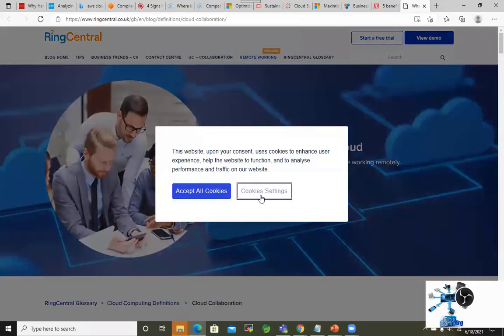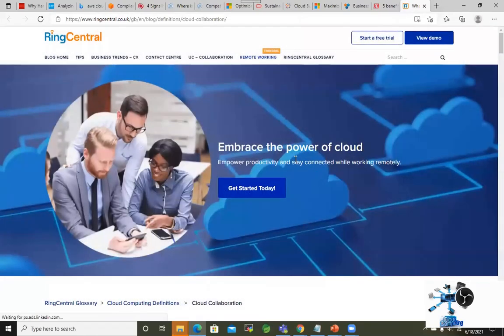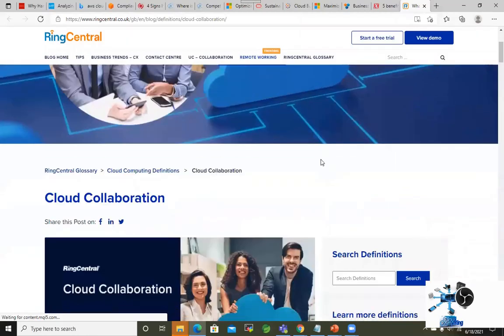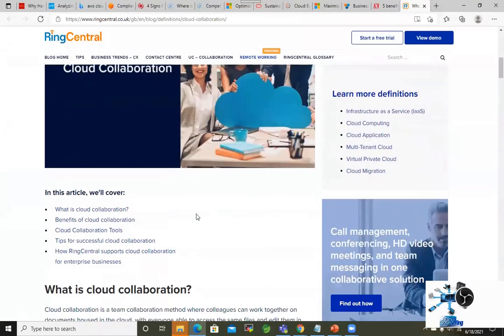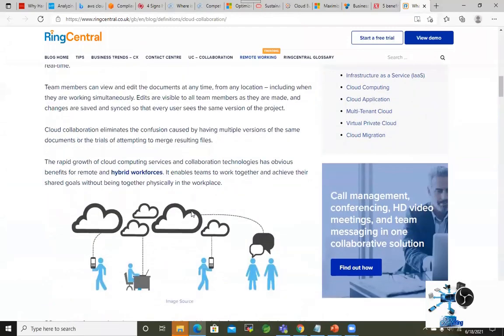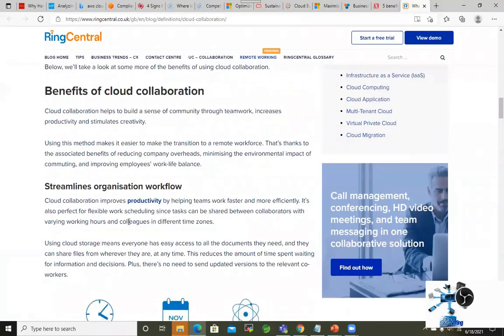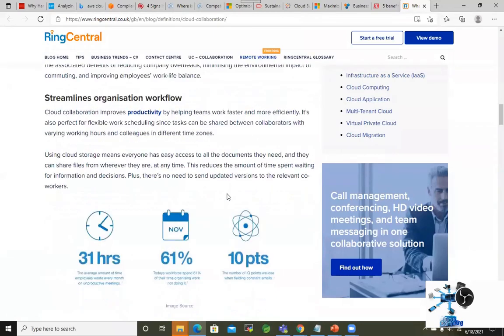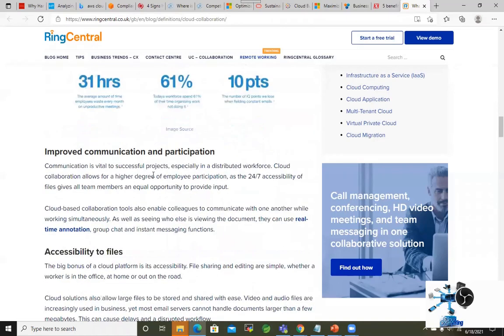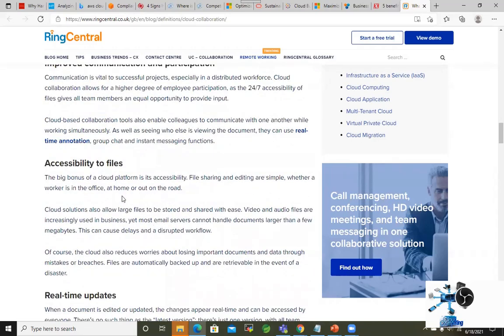So this is: embrace the power of cloud collaboration. You can see what cloud collaboration is and the benefits of cloud collaboration. This is what it says: streamline organization workflow. Yes, what you do here, another person can also see at the same time, right? So improved communication happens. Communication and participation, you are not isolated. That's what a collaborative team is. Collaboration between the team is very high when it comes to cloud computing.